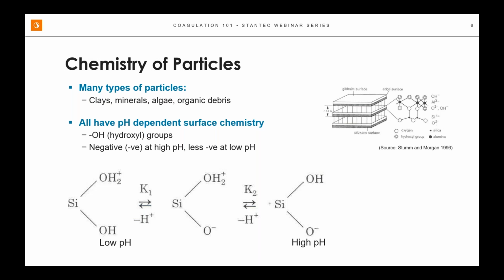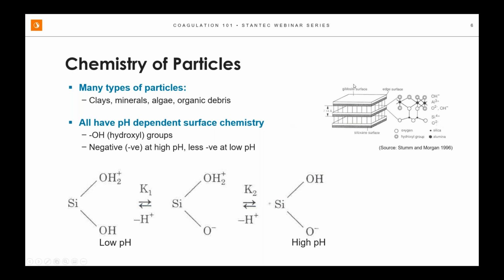So if we take a look at the chemistry of our particles, there's a whole bunch of different particles we might find. We might get clay particles or some other kind of mineral. There'll be algae particles. There'll be other kinds of organic debris. And what we're concerned about is that they all have some kind of pH-dependent surface chemistry.